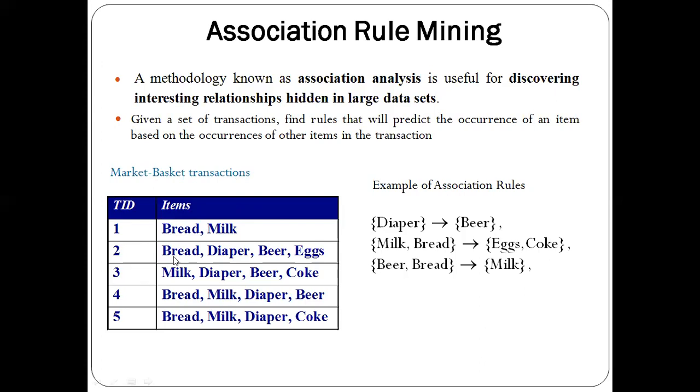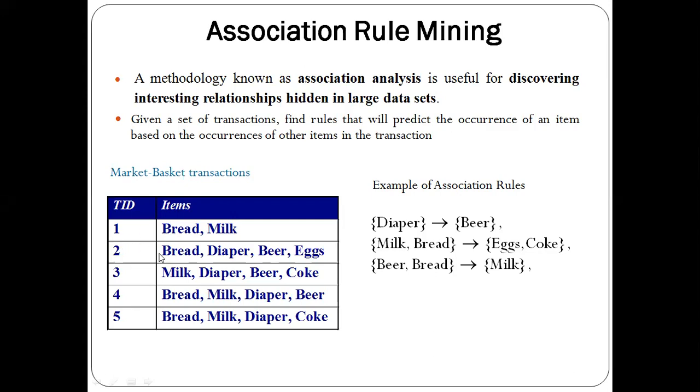Here, if you observe this table, it is the data of market basket transactions. Each row corresponds to a transaction. Transaction means, for example, if you visit your More or Big Bazaar, the items you buy during that visit form a transaction. Totally we have 5 transactions, and in each transaction we have the transaction ID and a list of items that are bought by the customer.